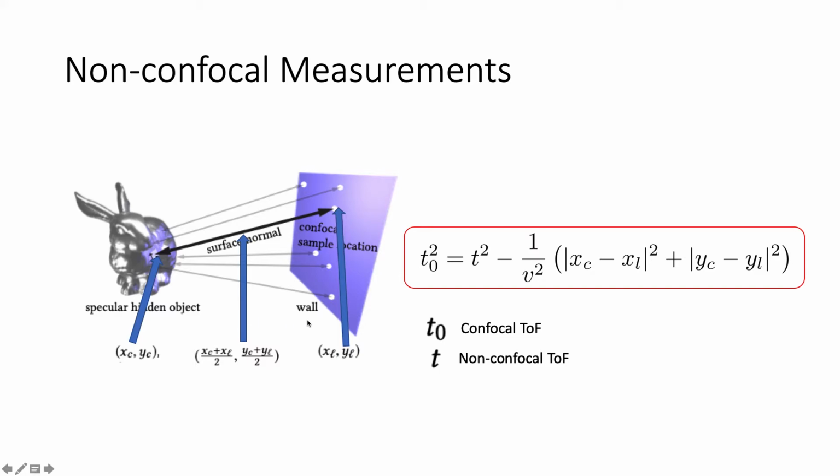The non-confocal time of flight t is related to the time of flight t0 of confocal measurements positioned at the midpoint location by this equation. Here, xc minus xl and yc minus yl represent the offset.